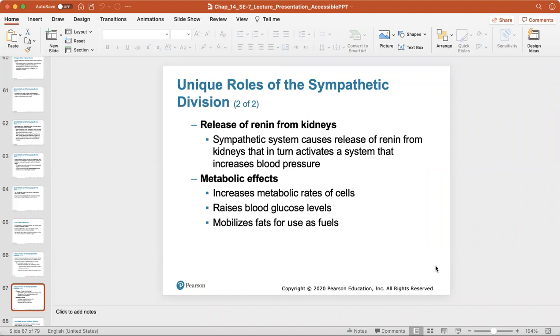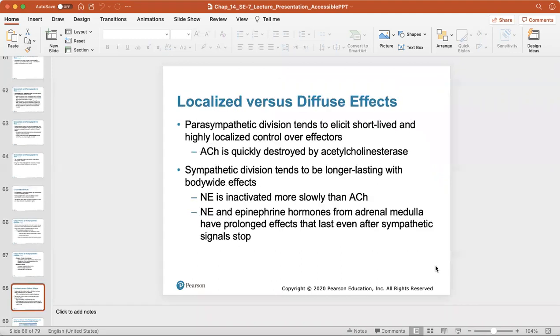And other metabolic effects involve increasing metabolic rates of cells. What that means is increasing metabolic rates of cells means taking in glucose to try to create more ATP. So it will raise blood glucose levels and mobilize fats for use as fuels for generating energy or ATP.